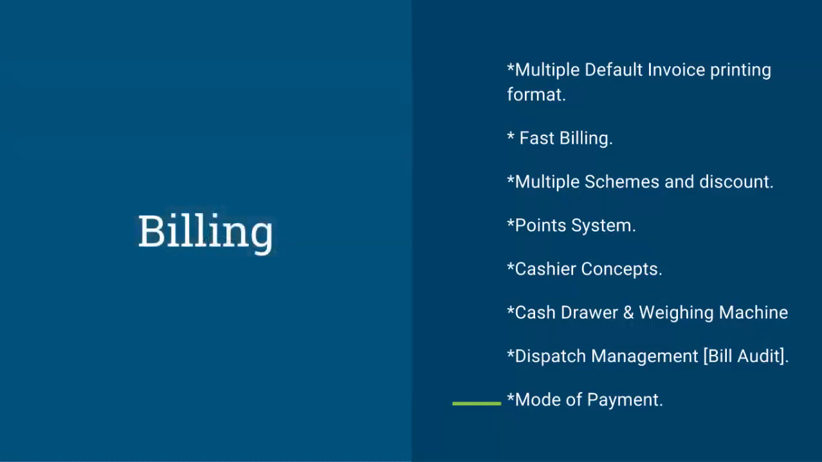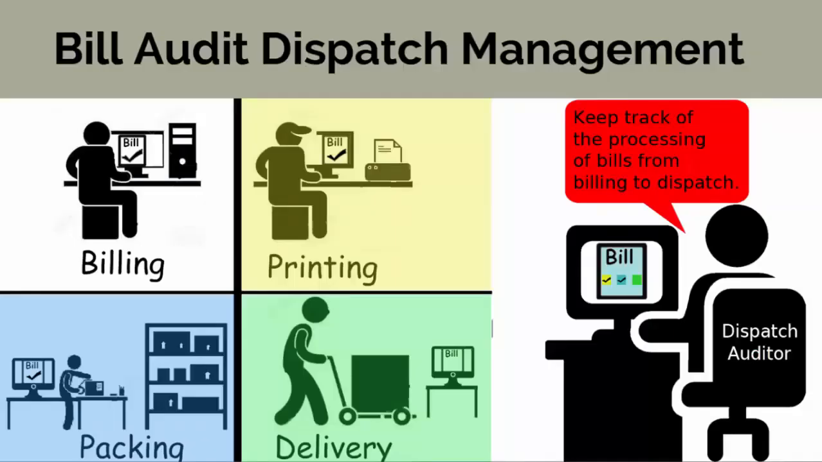Next billing feature is the dispatch management bill audit feature. As you know, in every business there's a complete process from product order to delivery. When you go to distributors, wholesalers, or stockist stores to purchase products, you must have noticed that there are different counters over there for billing, printing and receiving goods. Along with this, different operators and workers are engaged to complete this process.